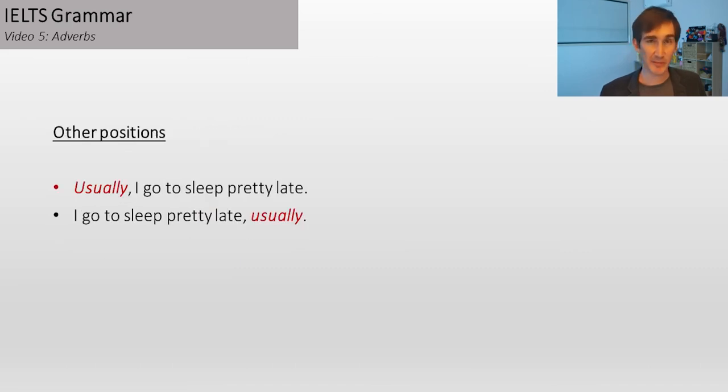Adverbs can also go at the beginning and end of sentences. For example, in this one, usually I go to sleep pretty late. And also at the end, I go to sleep pretty late, usually. If it's at the end of the sentence, there tends to be like a pause when you say it. So it'd be, I go to sleep pretty late, usually. There's a little bit of an extra pause there. So it's not so common, especially not for writing.